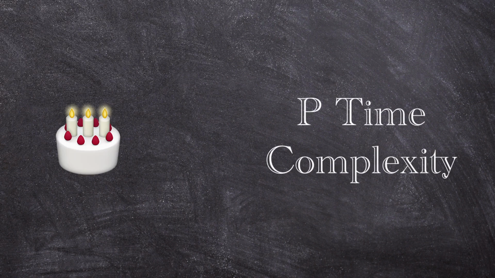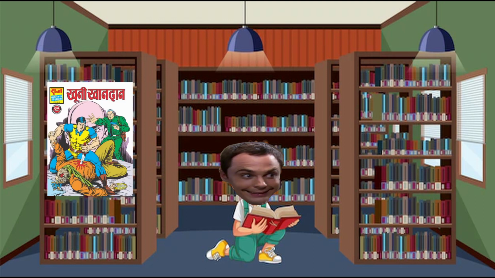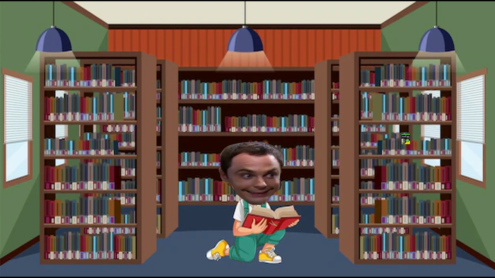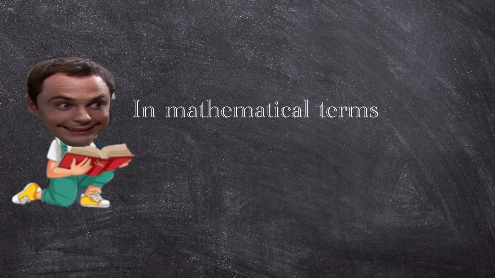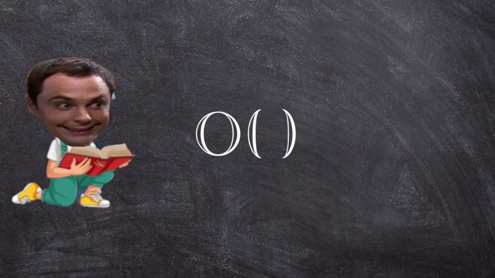Okay, now that we understand algorithms, let's understand what is the piece of cake or P time complexity. Assume you have a photographic memory and you remember the position of every single book in the library. So if I ask you to get me Khooni Khandan, Champak and World History for Dummies, the amount of time you'll need to get me each book will be the same because you already know each book's location. In mathematical terms, this constant time complexity is represented as O(1).